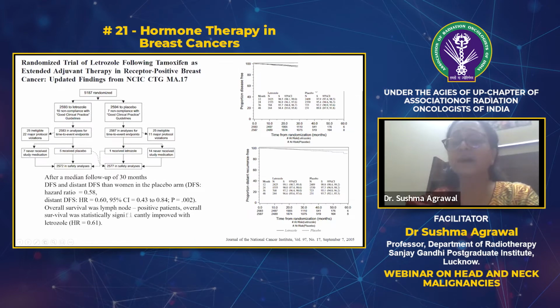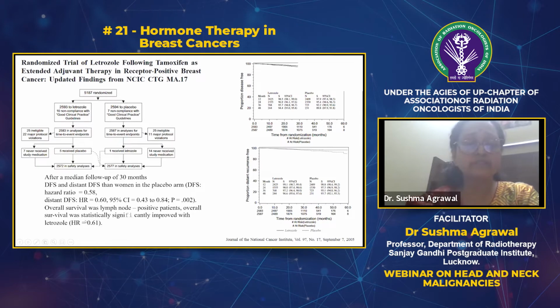As you can see in the upper graph, the lower one is only tamoxifen, the other one is AIs after tamoxifen. So if you look at this box here, the benefit was only in terms of DFS. The hazard ratio was 0.58, and the overall survival benefit was only in node positive patients. So extended endocrine therapy is not to be given left and right in all the patients, only in women with high risk, that is node positive patients.